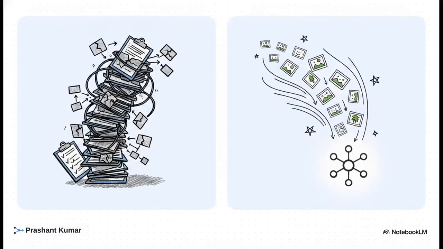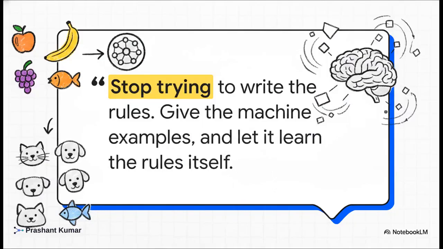This right here is the fundamental difference between the past and the future of computing. We've moved away from exhausting ourselves trying to write explicit rules to a world where we simply provide massive amounts of examples. That is the big shift that made modern AI possible. So the ultimate takeaway I want to leave you with today is this. Stop trying to write the rules, give the machine examples, and just let it learn the rules itself. Because honestly, if our own brains don't use rigid rule books to understand the world, why in the world should we force our computers to?